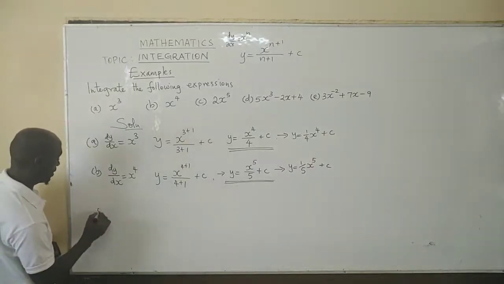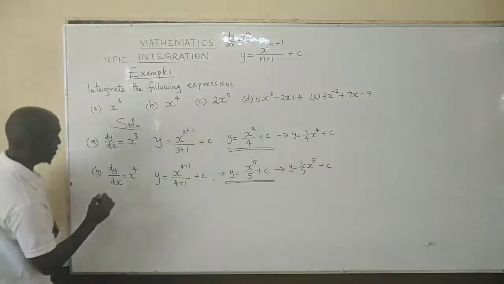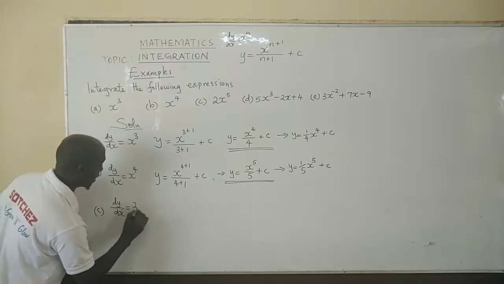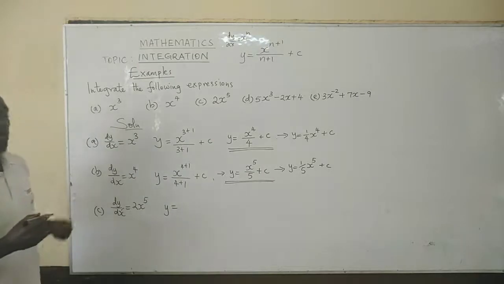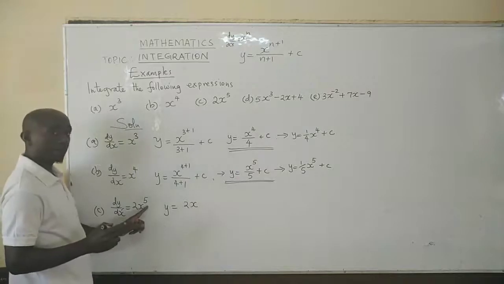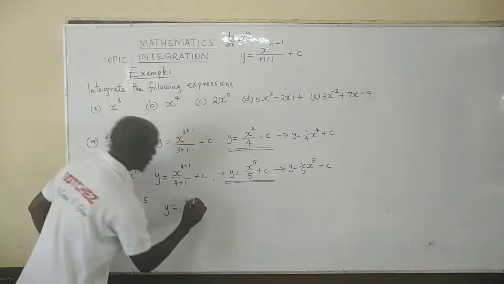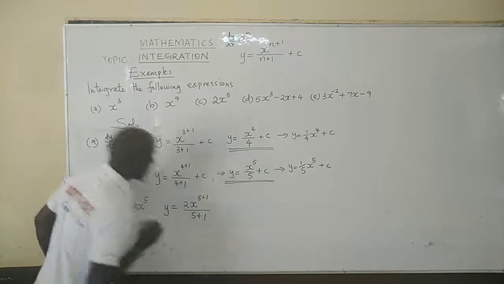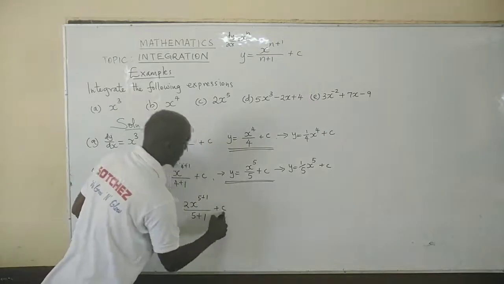Then let's go to part C. We have 2x power 5. So that is our dy dx. dy dx is equal to 2x power 5. Therefore, what is y? We do the same. 2x power, our n is 5. So n plus 1, 5 plus 1, then divided by that 5 plus 1. Plus c. Always don't forget plus c.